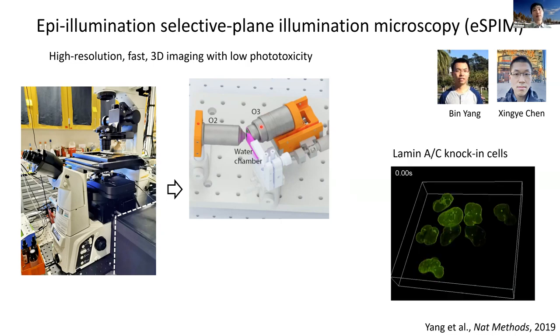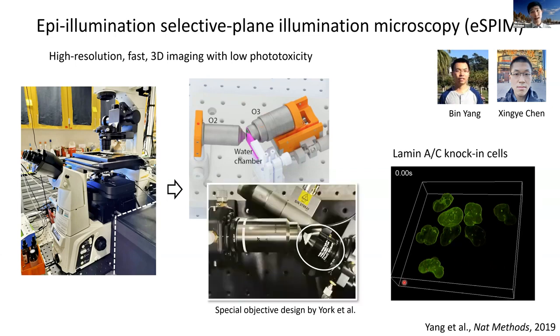And this is a movie of, I don't know why it's not playing, but this is the movie of Nami knocking cells, a 3D movie that we can take over a long time. And Xinye, a visiting PhD student, has built this on an inverted microscope body, and it's basically operating like a confocal microscope, spinning disk microscope, but has a resolution that's approaching that of a lattice light sheet microscope.